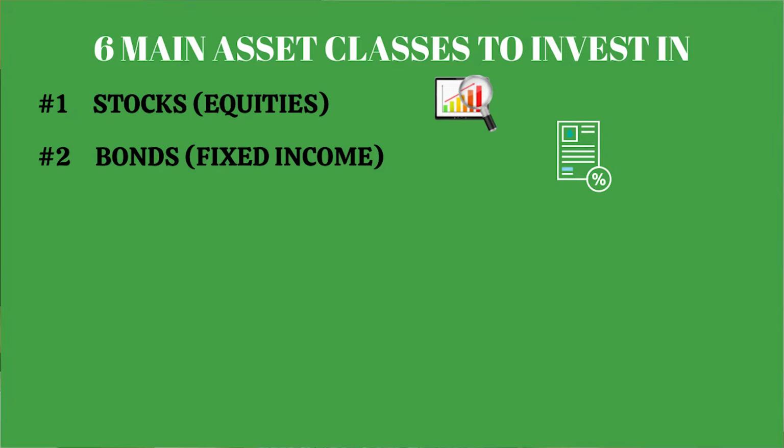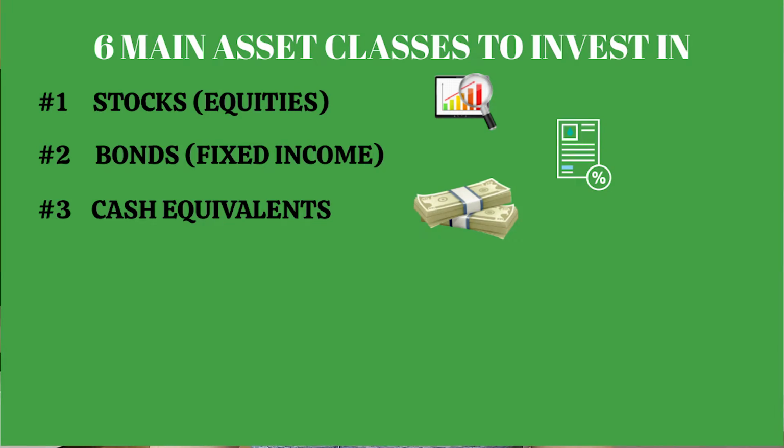Asset class number 2, fixed income or bonds. This asset class is more stable than stocks as they have a set rate of return. This is when you borrow your money for a longer period of time, usually years, and you get a set rate of return. This asset class is considered safe compared to the other asset classes, and according to my research, the average annual return rate is around 5.3%.